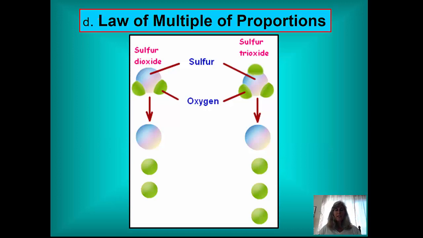We've got sulfur dioxide and sulfur trioxide. So, multiple proportions. Our proportions of sulfur and oxygen are different, hence multiple proportions. So we combine them in different ways and we get different molecules. So sulfur dioxide has 2 oxygens, and sulfur trioxide has 3 oxygens.